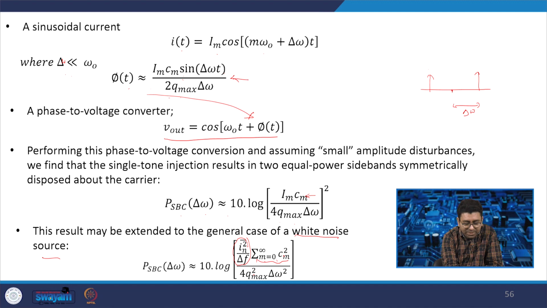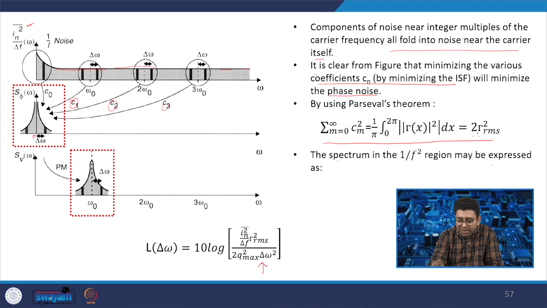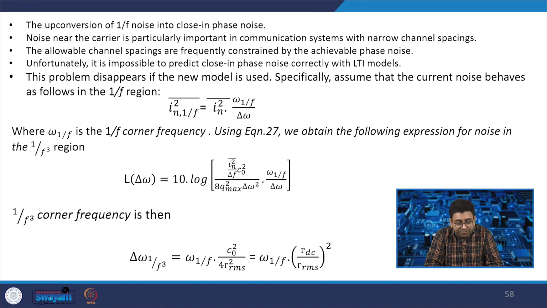Now, this has been replaced with the 2 gamma RMS square, and that 2 will be cancelled, and we get a 2. So, now this model will help us to understand that there is no empirical term, all are defined terms, and we can handle the phase noise.